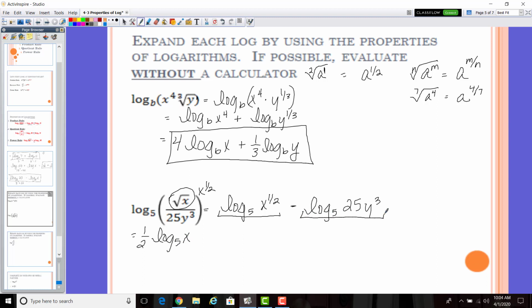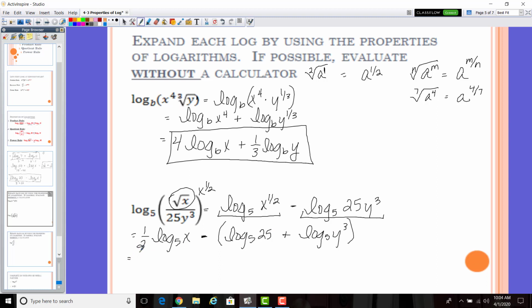Now my second log has a product in it. 25y cubed means 25 times y cubed. So since I am subtracting a product, I have to put a parenthesis there. Then I can expand that log. So I'm expanding it to log base 5 of 25 plus log base 5 of y cubed. I have to put the parentheses around that product to show that I am dividing by a product. If I don't put parentheses there, then I'm showing I'm dividing by this term, but not this one. Then I can keep going and simplify.